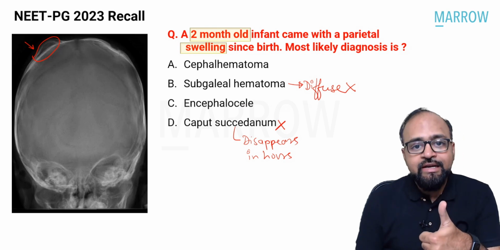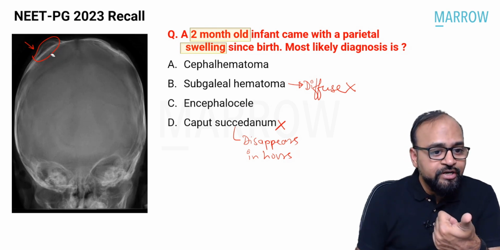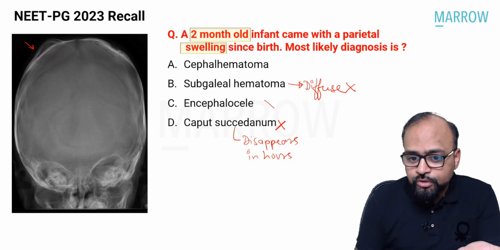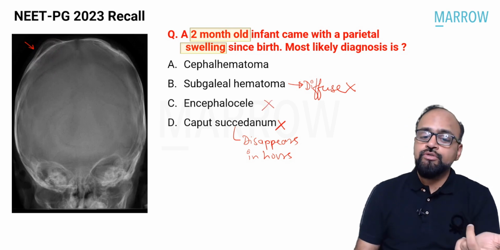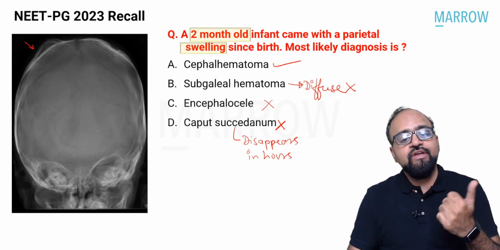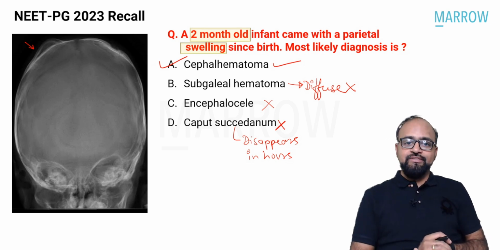Encephalocele, I have said, right, is almost always associated with a bony defect. Do you see any bony defect at this site? No, there is no bony defect. So there's no herniation of the intracranial contents out. So this cannot be encephalocele. And what is left? It is very likely to be a cephalohematoma. So that is likely to be the answer here.